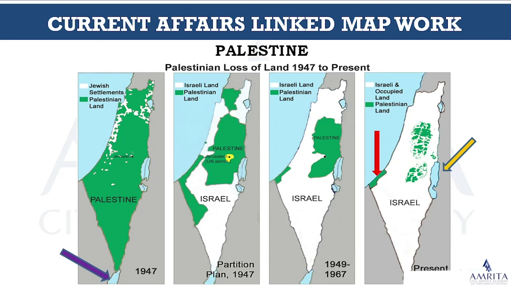See the yellow marked water body. That water body is known as the Dead Sea. The places near the Dead Sea are known as the West Bank. That is actually a Palestine region, the West Bank. Then another arrow marking, the violet arrow, shows the extension of the Red Sea.